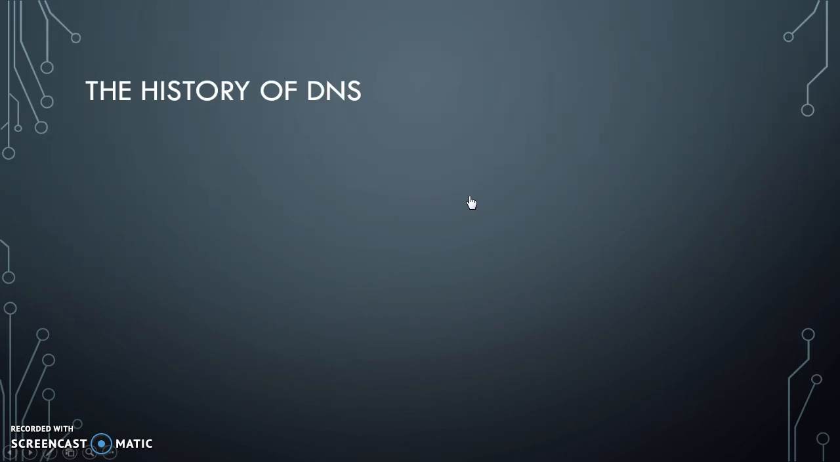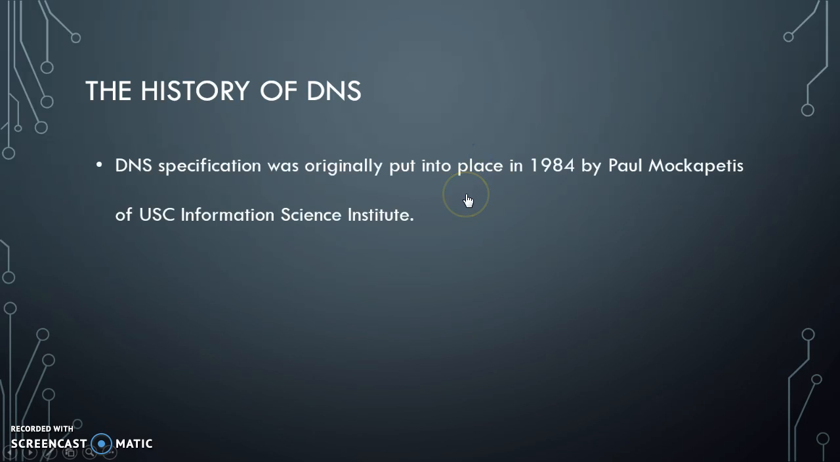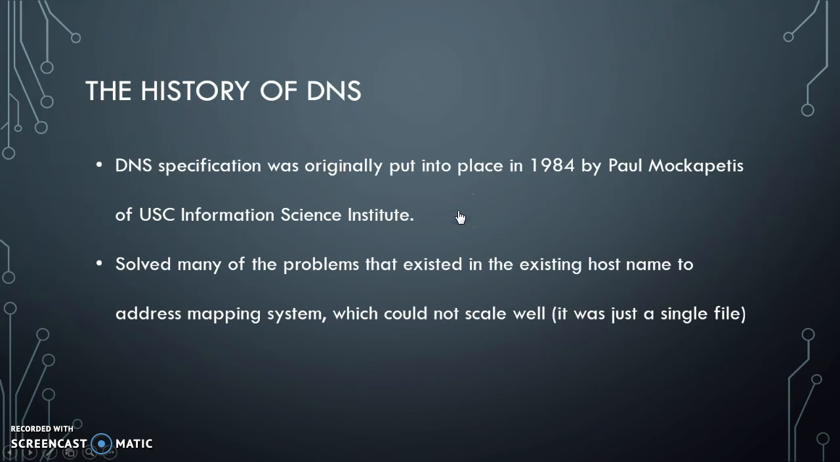So quickly, to give you a little history of DNS, not a very long slide, but just a quick history overview. The DNS specification was originally put into place in 1984 by Paul Mockapetris, I think is how you would say that name. I apologize if that's not right, of the USC Information Sciences Institute. And it was put in place to solve problems that existed at the time for mapping hosts to IP addresses.